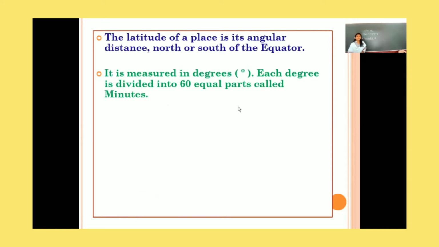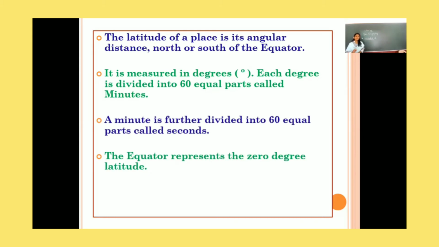The latitude of a place is its angular distance, north or south of the equator, and we always measure it in degrees. Each degree is divided into 60 equal parts, and these are called minutes. A minute is further divided into 60 equal parts. It's called a second. There are 60 seconds in 1 minute.